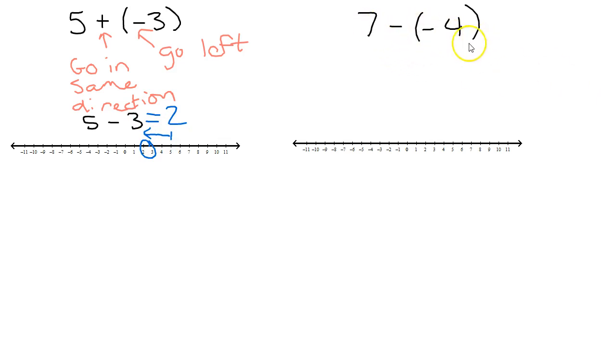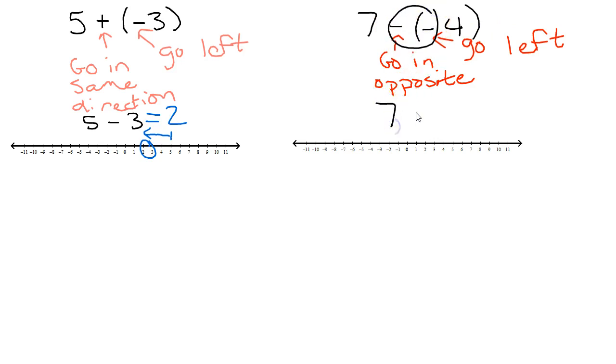When we have 7 minus negative 4, here it's go in the opposite direction as negative. So normally negative means go left, but if we go in the opposite direction of going left, that's the same as going right or plus. A minus minus is the same thing as plus 4. So we would start at 7, go right 4 spaces, 1, 2, 3, 4, and we end at 11.